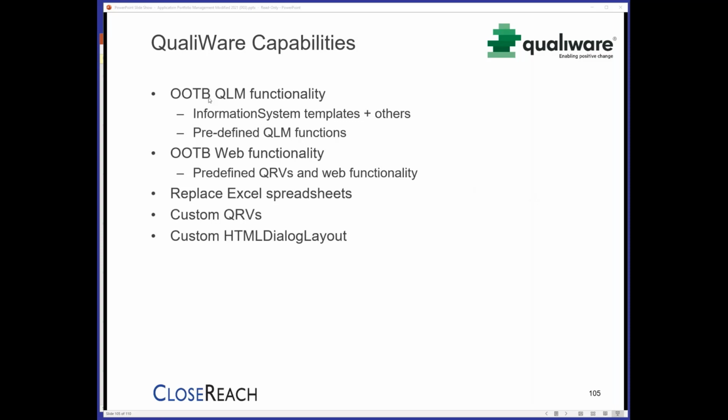So out of the box, we talked about this, right? QLM functionality, information system templates, or the Archimate templates, predefined QLM functions. There are predefined QRVs and web functionality already there. We can replace those Excel spreadsheets. The benefit is the information is in your repository and is accessible by other users through custom QRVs, custom HTML dialog layouts, and I'll talk a little bit about that. But the capabilities to manage this function, these applications, are there in the tool, or we pull the information from something else that you're using.